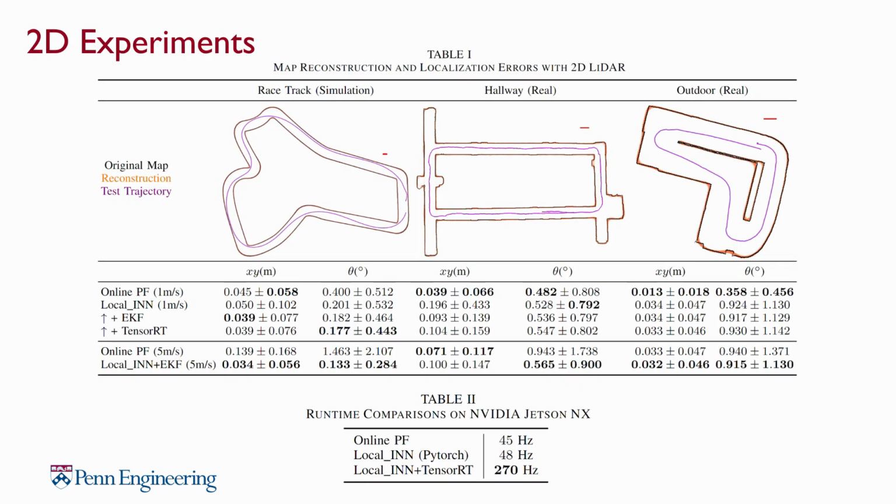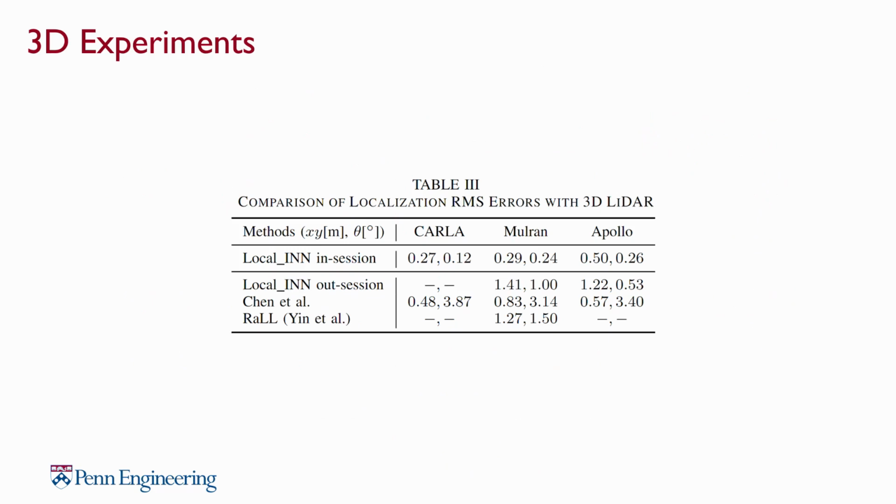We are comparing it with a particle filter. Results show that local-in gives accurate localization with much lower latency. For 3D experiments, we use public datasets. We treated 3D LiDAR scans as range images and just added convolutional layers to the VAE for encoding them.